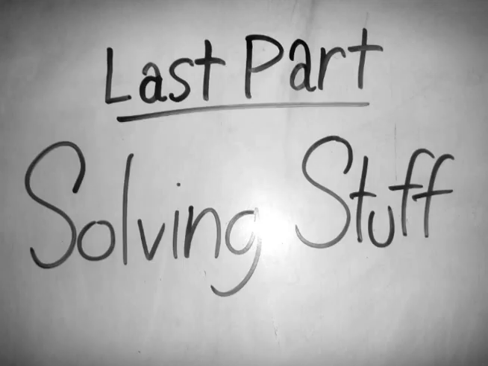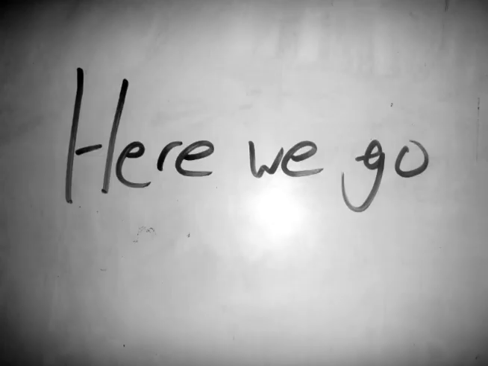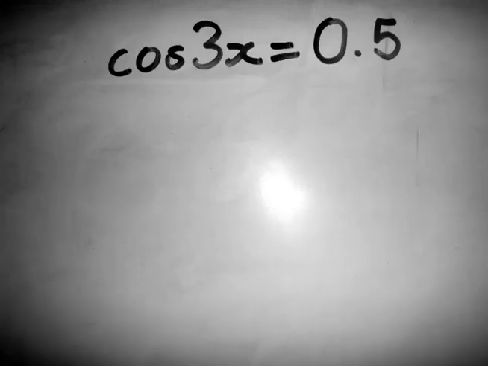So the last part is solving stuff. If you're given a function for y of x, and then you're given what y is, you need to find x. Here we go. This is the method my maths teacher told me. If you're given something like this, you're also given a range for where the answers have to be between, like this. So to start off, we need to get rid of the cosine by doing arc cos.